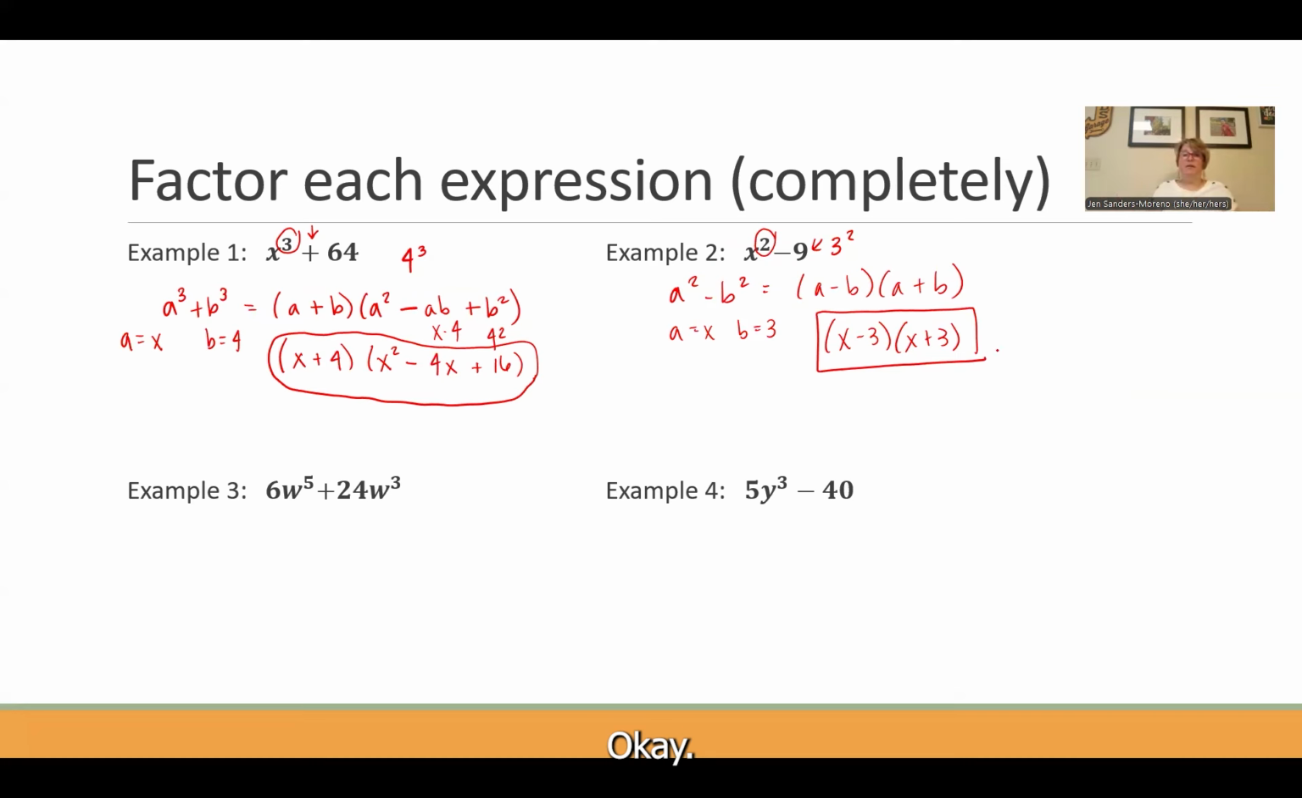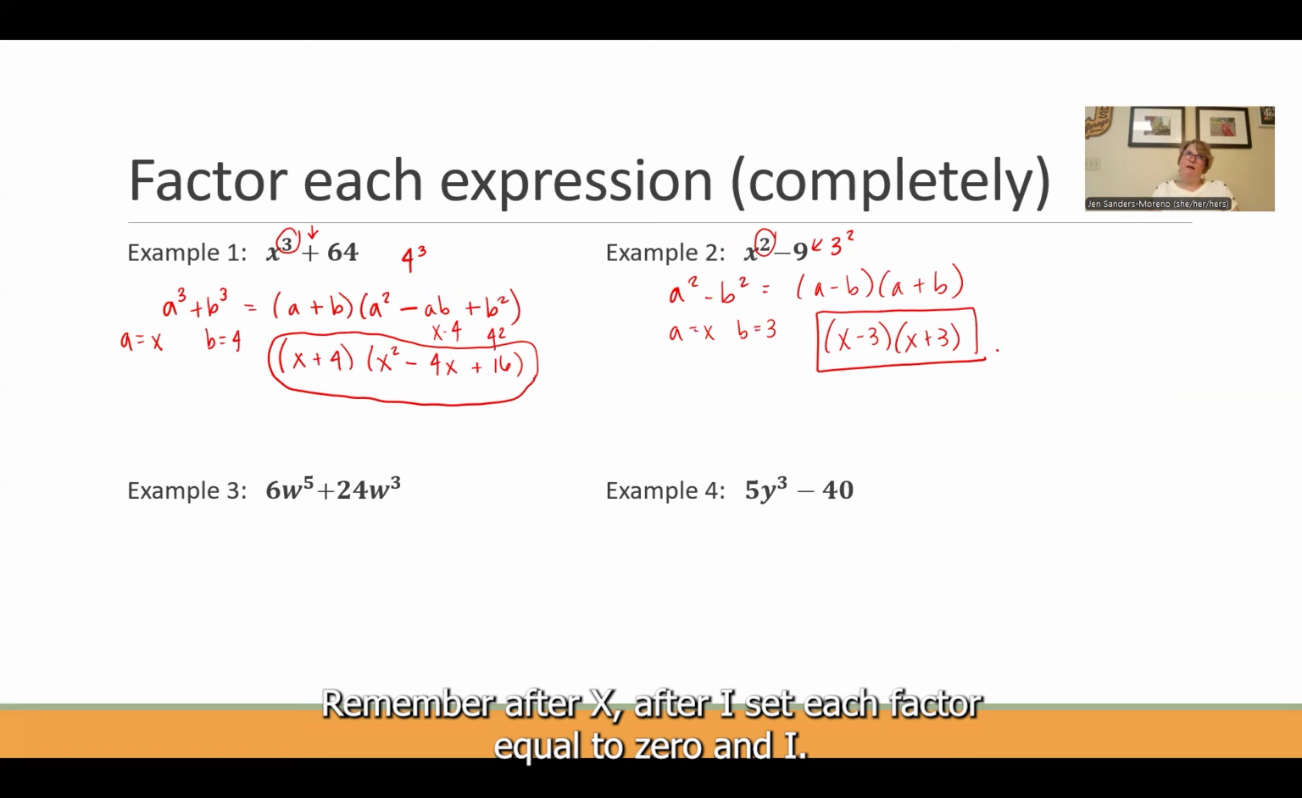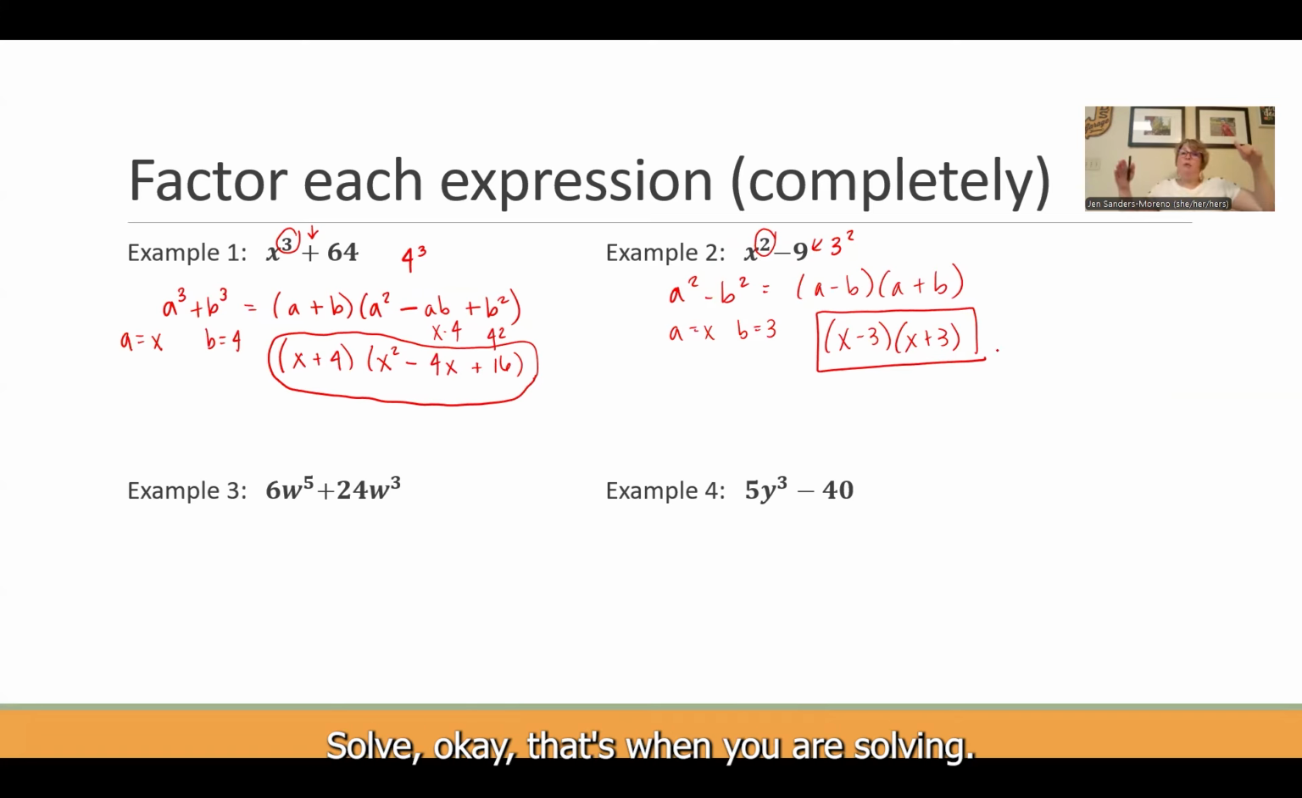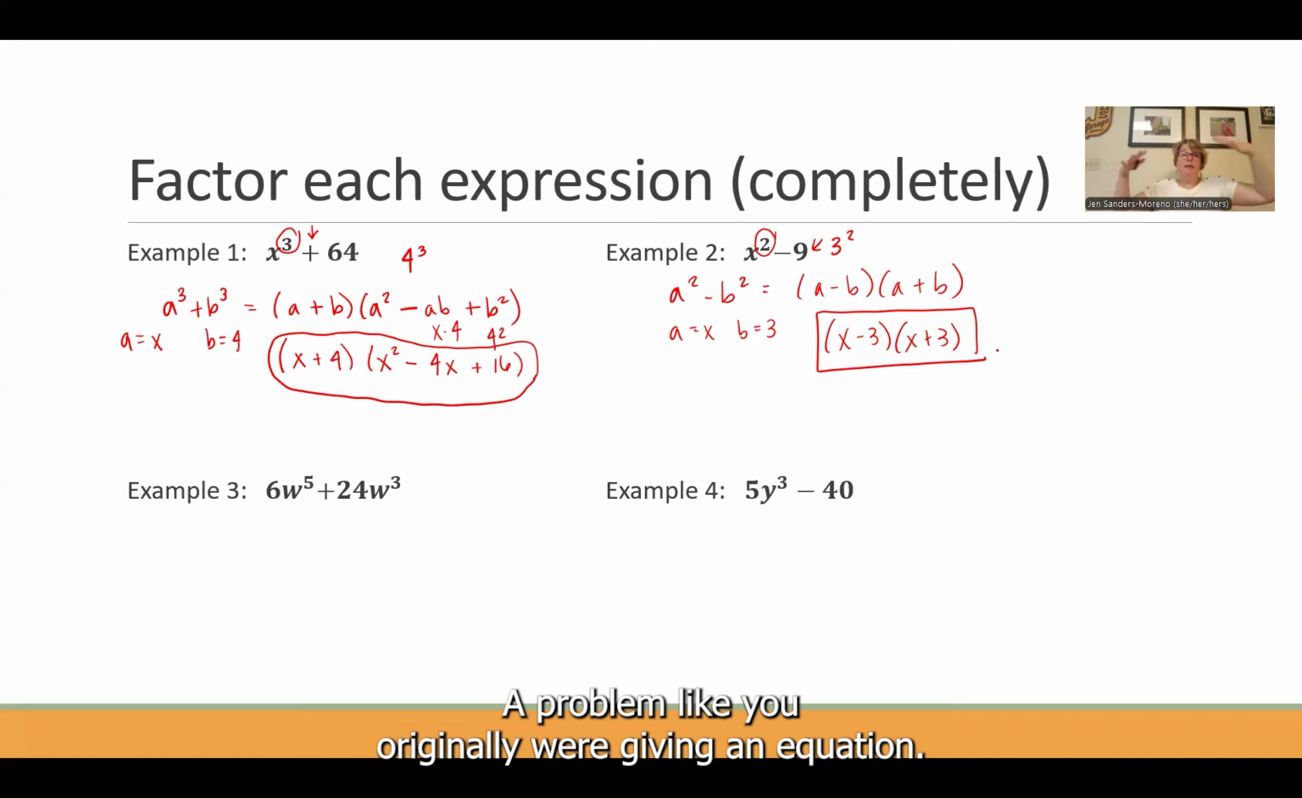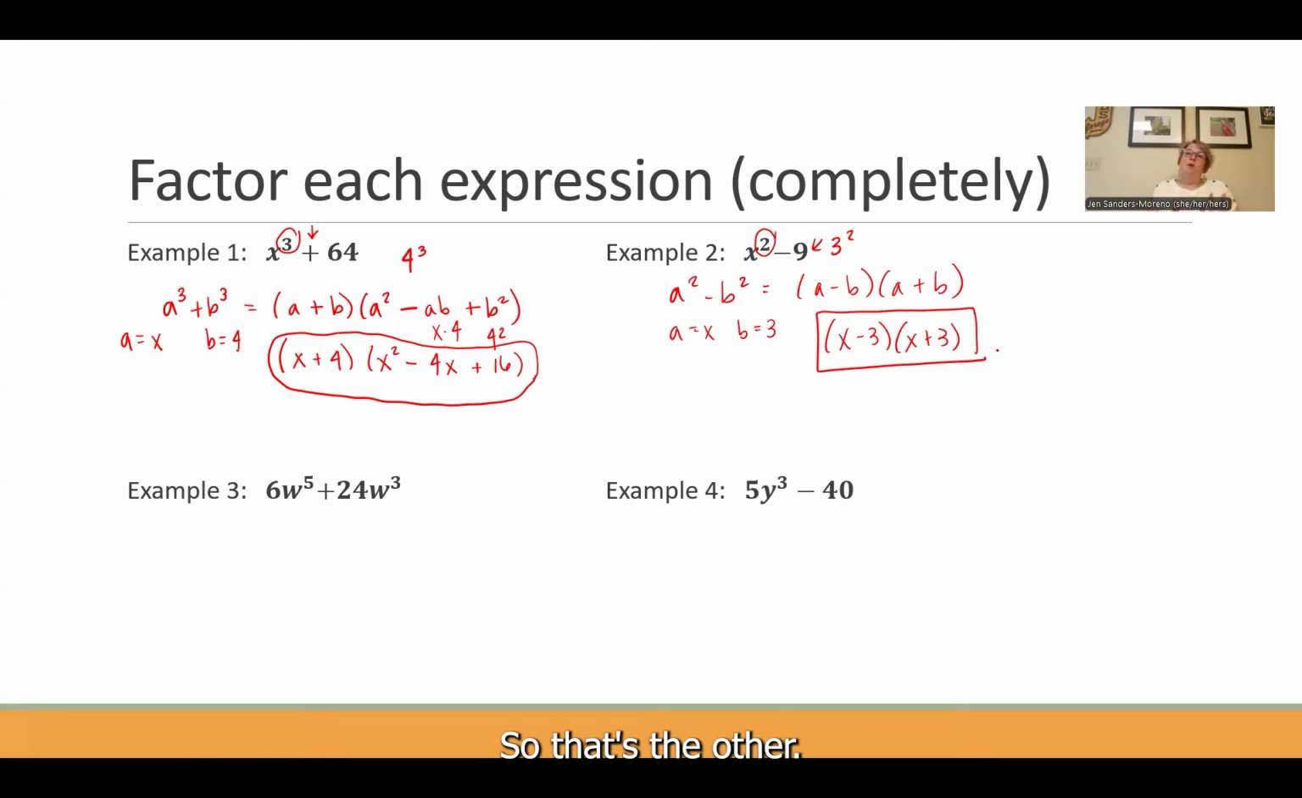Woohoo! Okay. Awesome. Now, some of you may be having flashbacks to, I remember after I factor, I set each factor equal to 0 and I solve. Okay, that's when you are solving a problem, like you originally were given an equation to solve. This is just asking us to factor and walk away. So that's the other tough part, is knowing when to stop. So here we're just factoring, putting it in this nice parenthesis form, and then calling it good.